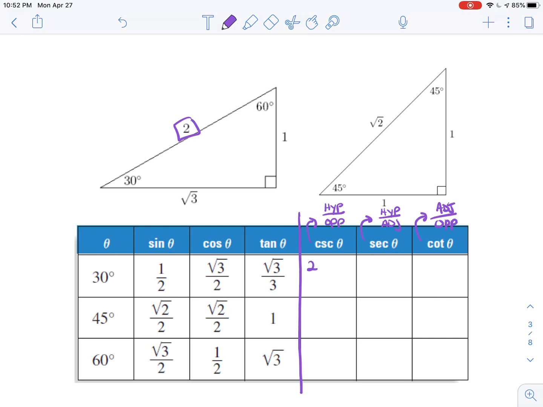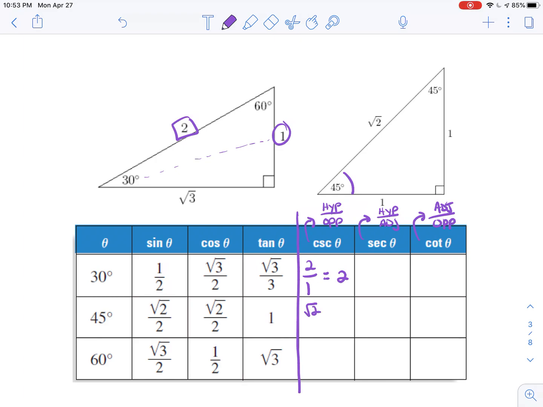So cosecant of 30. First, we want in our numerator our hypotenuse, 2, over my opposite. Remember, the opposite is the one that's across from it. Okay, so my cosecant of 30 is going to be equal to 2. Notice that is the reciprocal of the 1/2 that you see in the sine column. Cosecant of 45. Okay, so we want my hypotenuse, which is radical 2, over my opposite, which is 1. So we simplify that and we get a radical 2.